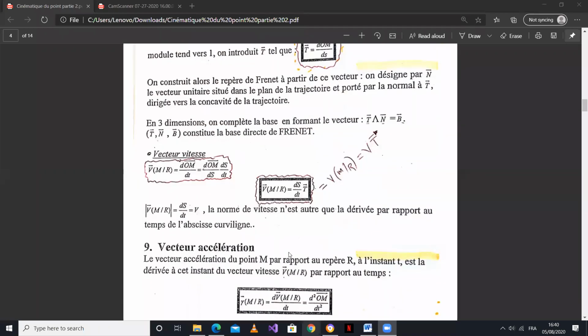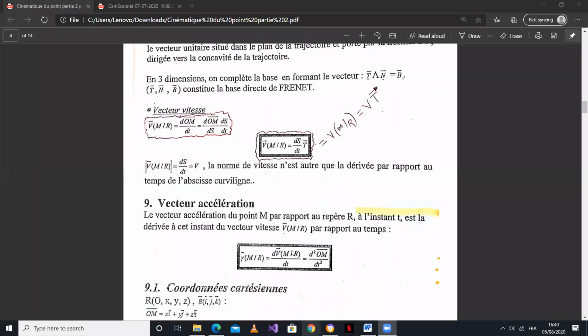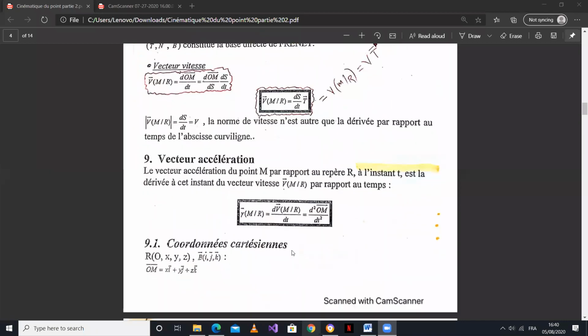And that's that. We have 20 more minutes to go. Good. We can try and look at vector acceleration. I think we'll finish the first topic tomorrow. Next week, we'll be doing questions. So, vector acceleration. Le vecteur accélération du point M par rapport à R à l'instant T est la dérivée à cet instant du vecteur vitesse par rapport au temps.